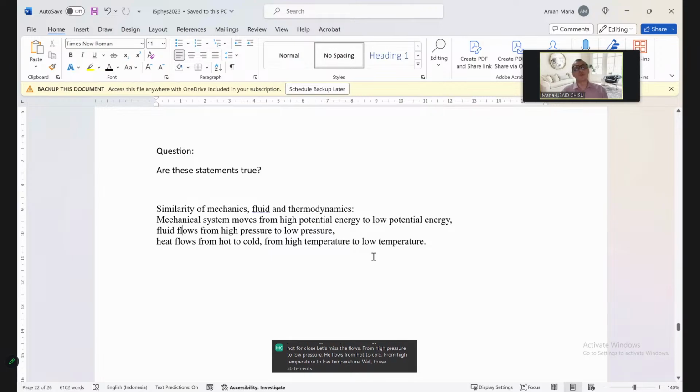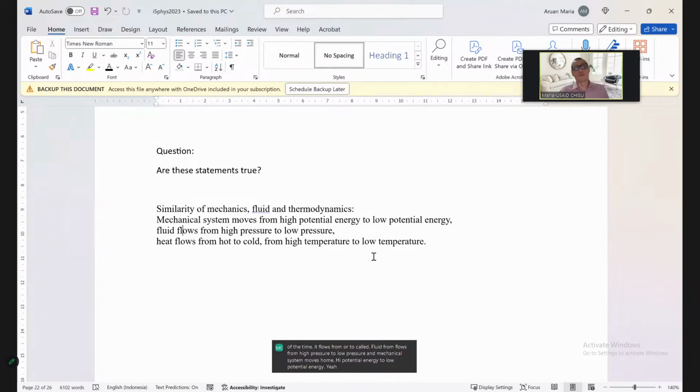Well, these statements are true for a big number of particles. But if there are very few particles, then the opposite may still be true. Of course, unlikely, but it can be true. In other words, heat can flow sometimes from cold to hot. Sometimes, not always, not often, but sometimes it happens. But most of the time, heat flows from hot to cold, fluid flows from high pressure to low pressure, and a mechanical system moves from high potential energy to low potential energy.